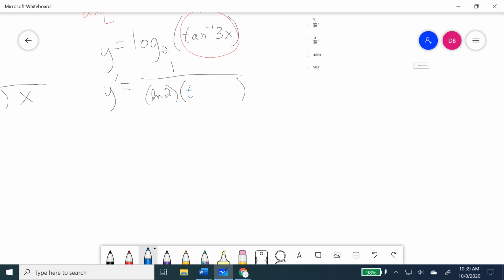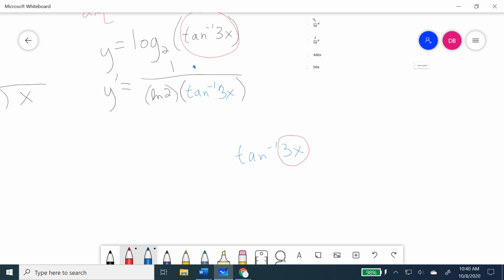So plugging in baby times derivative of baby, you can either multiply on the numerator or to the side. But then you've got to turn to, all right, now I'm taking the derivative of inverse tangent of 3x. And I'm going to write it down. I've got a function inside of inverse tangent, so I'm going to chain rule.